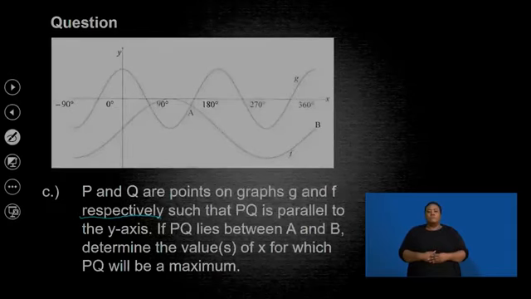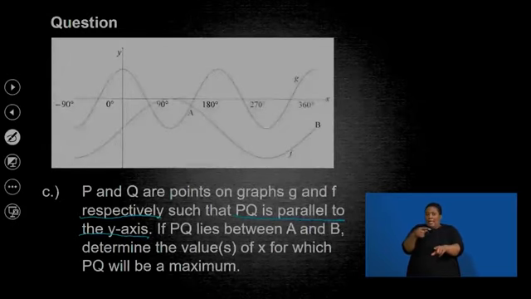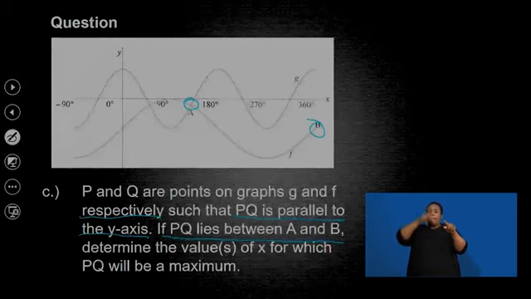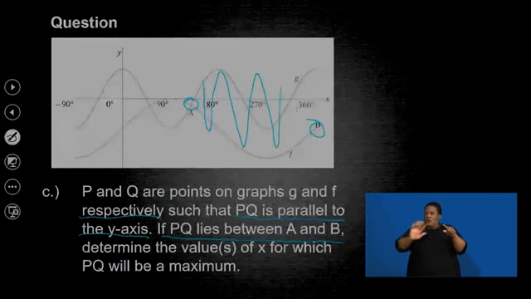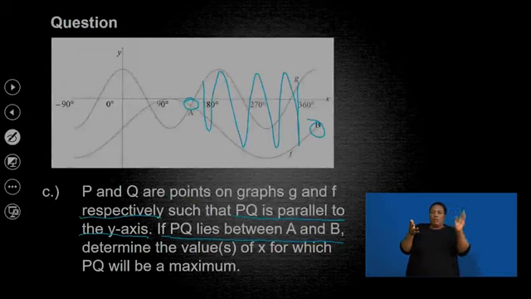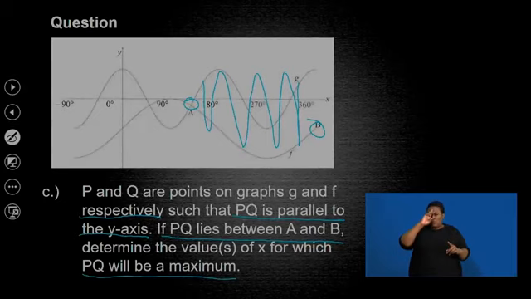Let's read the last part of the question. Such that PQ is parallel to the y-axis. Then they say PQ lies between A and B. Now this is my A, that is my B. Meaning my P and Q will be somewhere between here. I'm just scribbling around to show you exactly where it will lie. Nothing on the left-hand side of A and nothing on the right-hand side of B. All right, so that's all the question is about.